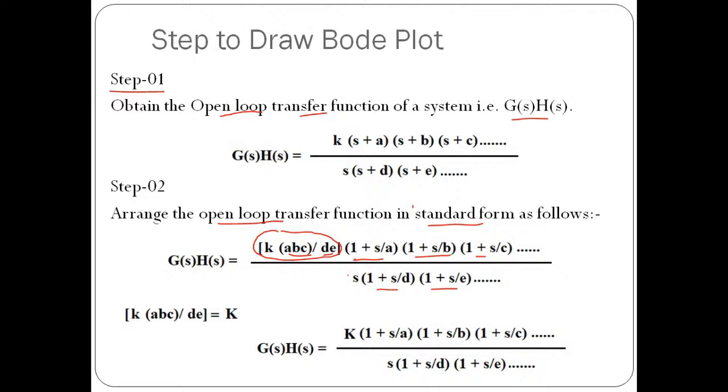So it will be like this. G of s into H of s equals the overall gain K followed by the standard form 1 plus s by a, 1 plus s by b, 1 plus s by c, and so on, whole divided by s followed by 1 plus s by d, 1 plus s by e, and so on.